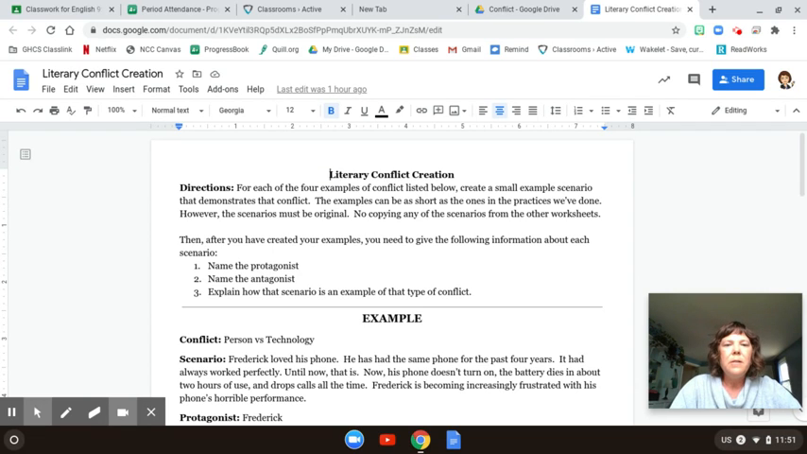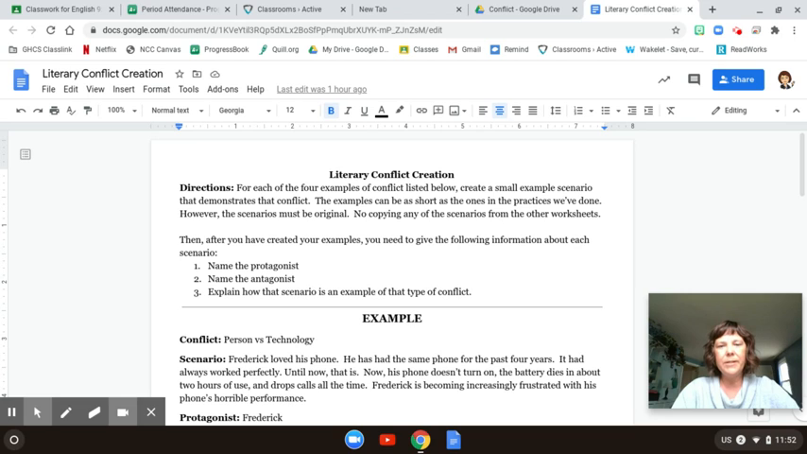It says, for each of the 4 examples of conflict listed below, create a small example scenario that demonstrates that conflict. The examples can be as short as the ones that you've seen in practice, like we did yesterday. However, the scenarios must be original. That means you have to make it up yourself. No copying any of the scenarios from the other worksheets.